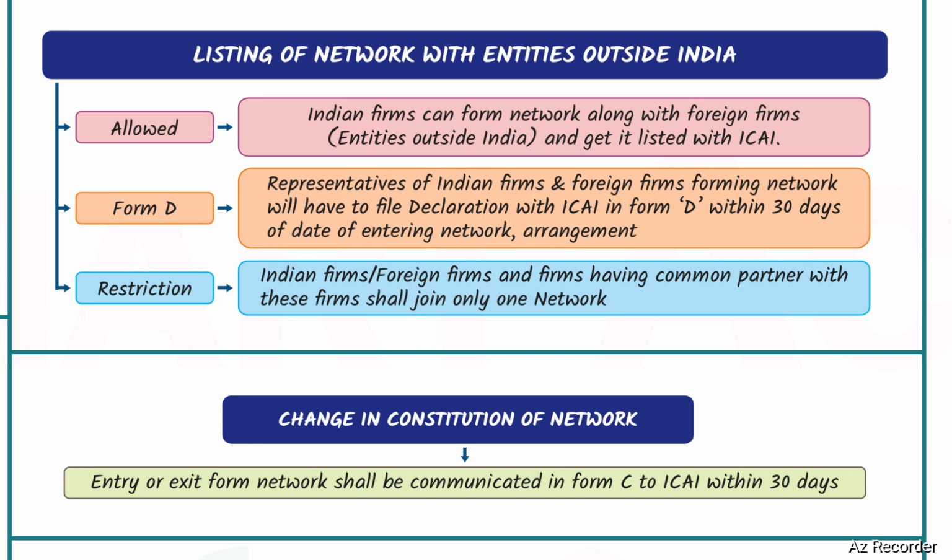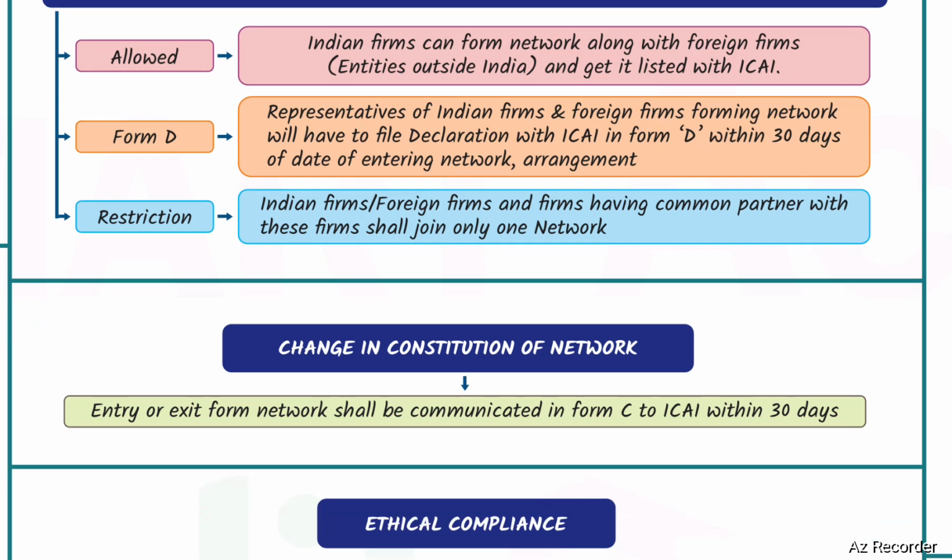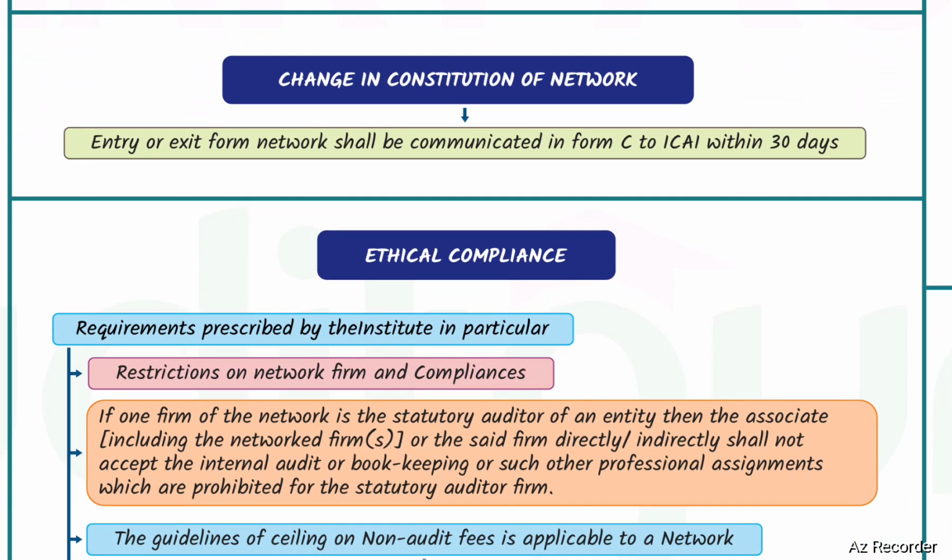Form number D. Representatives of the Indian firm and foreign firms forming network will have to file declaration with ICAI in form number D within 30 days of the date of entering the network or arrangement. Restriction. Indian firms or foreign firms and firms having common partner with these firms shall join only one network. Change in constitution of network. Entry or exit from network shall be communicated in form number C to ICAI within 30 days.